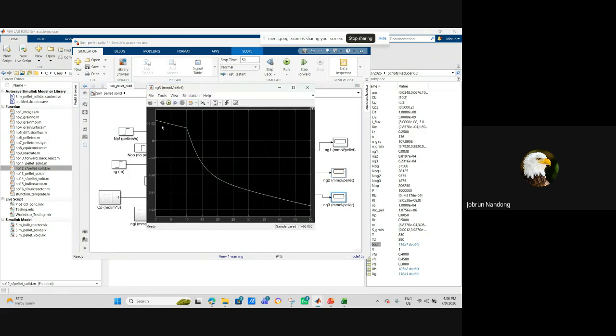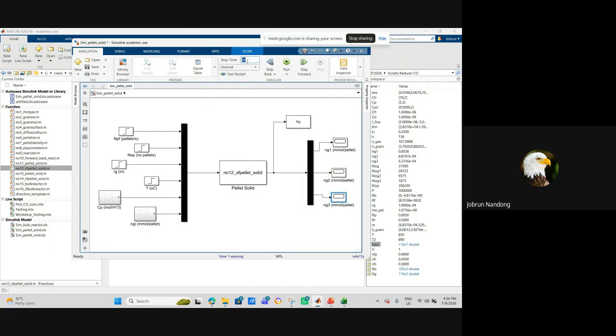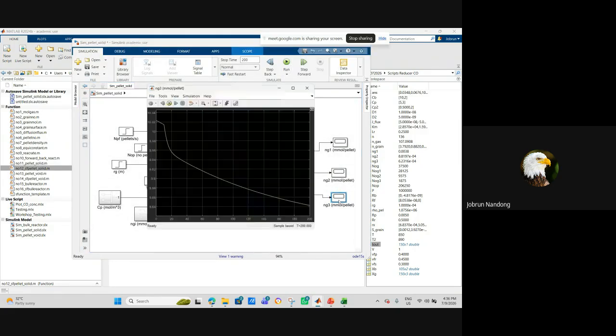Okay, this one also. This one will be slower. This one is the slowest one. This one is the reaction. You need a longer time period. This one maybe 200 seconds. Okay, 200 seconds. You can see again it's still, I think this is the slowest reaction, this part. The other two are faster compared to this one.